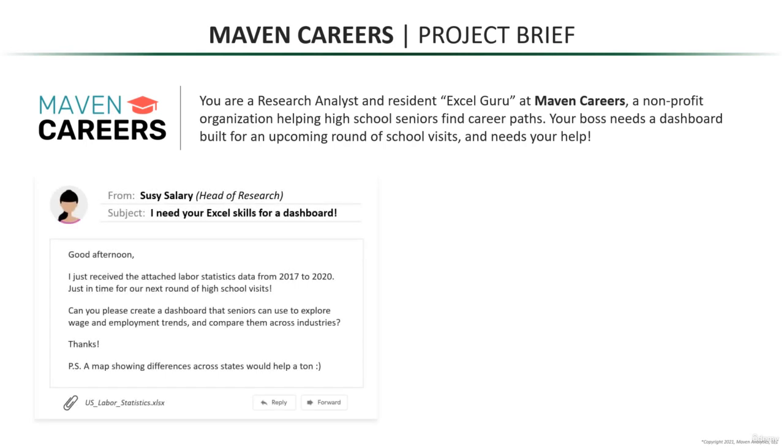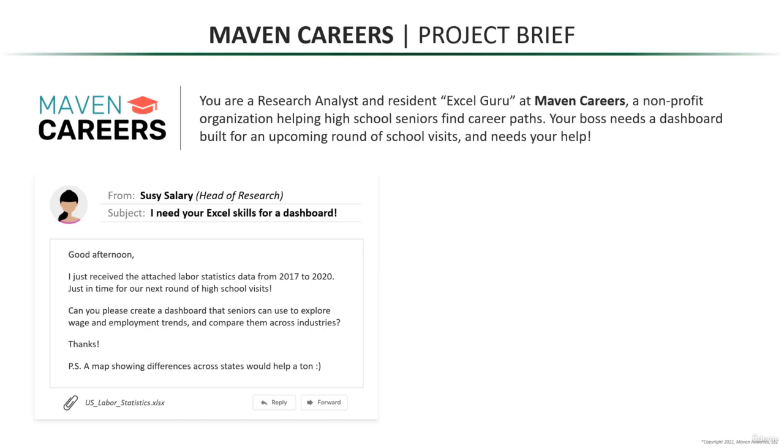So here's the full email from Fu, who is the head of research. I just received the attached labor statistics data from 2017 to 2020, just in time for our next round of high school visits. Can you please create a dashboard that seniors can use to explore wage and employment trends and compare them across industries? P.S. A map showing the differences across states would help a lot.